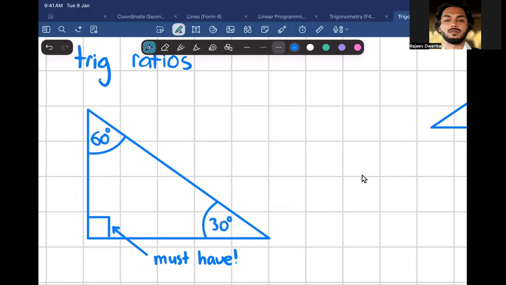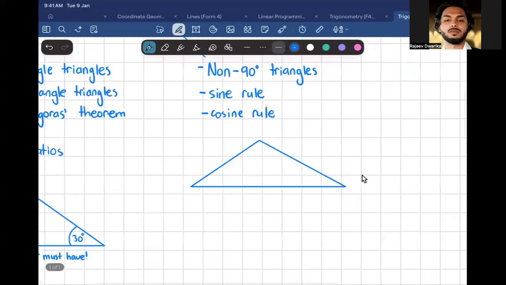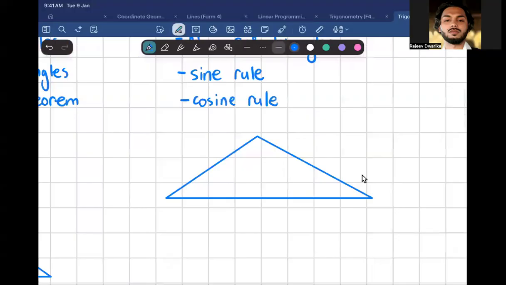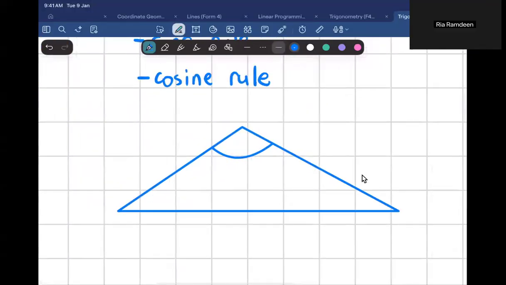Before we move on, guys, what's the sum of angles in a triangle? I believe you all should know this. What's the sum of angles in a triangle? 180 degrees. Okay, good. Please keep that in mind.